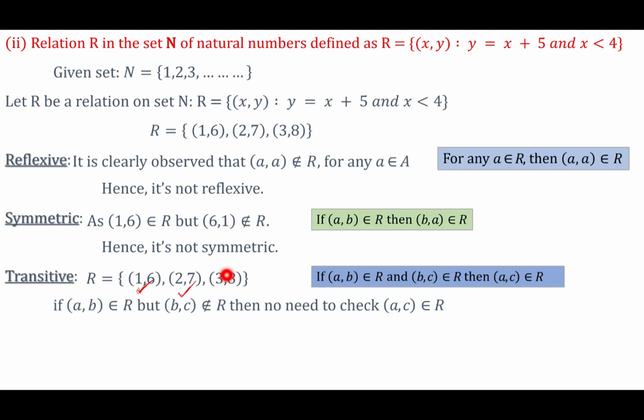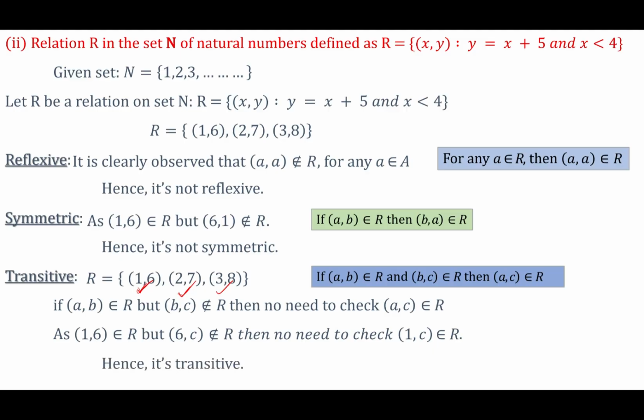Okay, the third part. 3 8 is there, but 8 something is not there. 8 4, 8 5, something is not there. So I don't need to check anything for 3 comma 8. This ordered pair satisfies the transitive condition. So the given relation R satisfies the transitive condition. Hence it is a transitive relation.